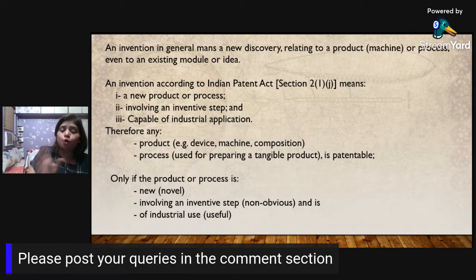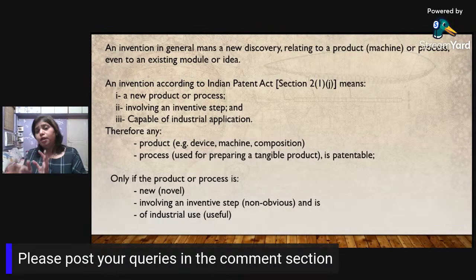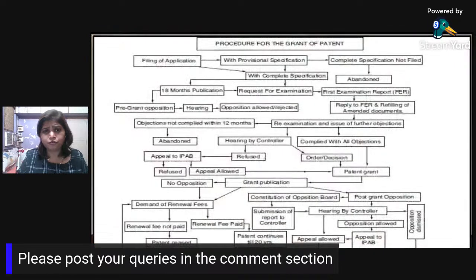It should be non-obvious to the person skilled in the art. Okay, so that is very important. The word non-obvious always comes with a person skilled in the art, not to a layman, to the person skilled in the art. It has to be new, with an inventive step and industrial use. This is the procedure for the grant of the patent.